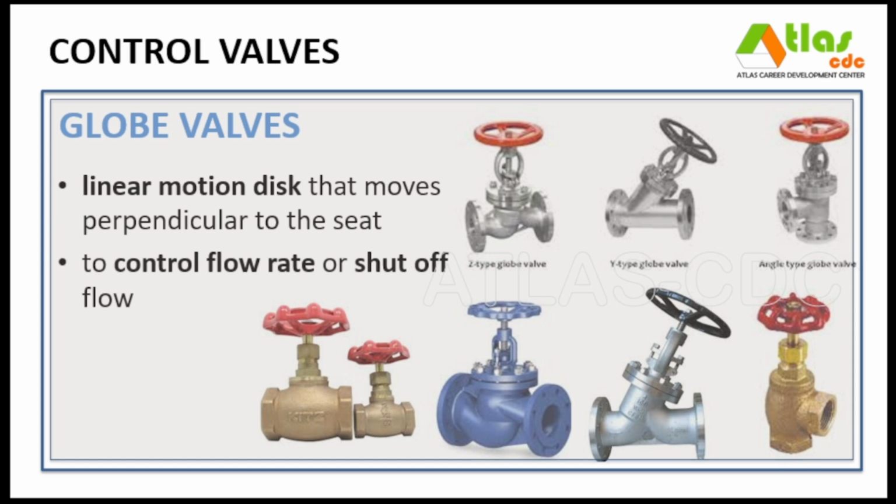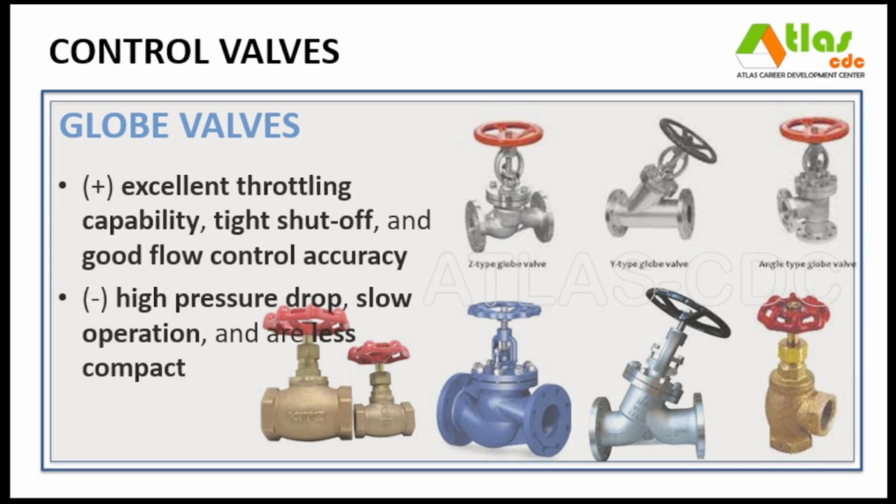The advantages of globe valves include excellent throttling capability, tight shut-off, and good flow control accuracy. However, they have higher pressure drop, slower operation, and are less compact. They are typically used in water systems, fuel oil systems, and high-pressure steam lines where precise flow control is necessary.